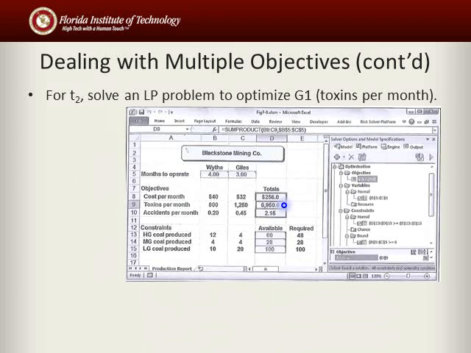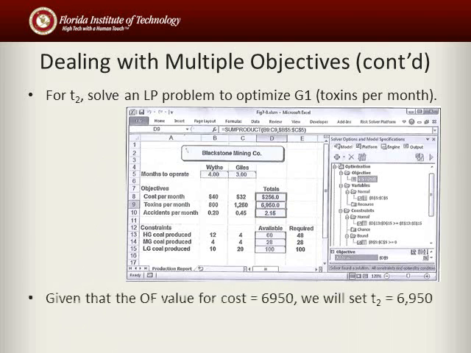So again, it's the same thing. Our objective here is to optimize this parameter, to minimize these toxins per month. Everything else stays the same. The accidents per month and the cost per month are not constraints or objectives in this particular formulation, because all we are doing is trying to find out the target for goal number 2. In this case, the target for objective number 2 is going to be 6,950.